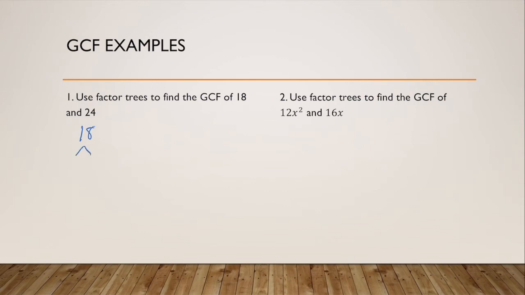Let's start by factoring 18. That's 2 times 9, which is 3 times 3. 24, I could write that as 2 times 12. I could write that as 4 times 6. It gets me to the same point. So let's do 4 times 6. 4 factors into a 2 and a 2. 6 factors into a 2 and a 3, and then I'm done.